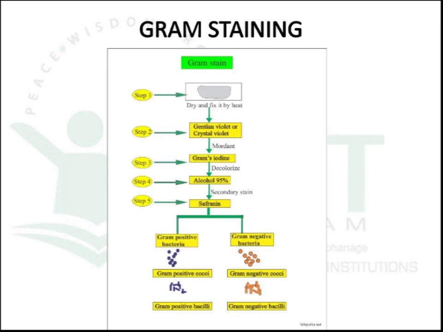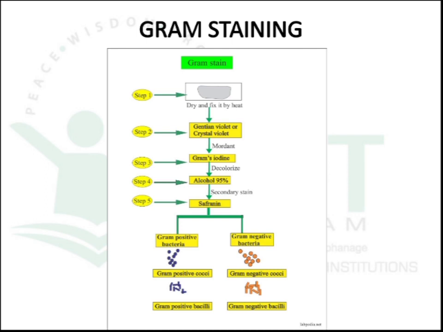So this is the procedure. We have to clean the slide. After that we air dry the slide, and then we prepare a smear of the microorganism on the center of the slide, and then we add the primary stain crystal violet, usually for 1 minute. After washing, we add the mordant Gram iodine. Then after washing again, we add the decolorizing agent, 95% alcohol or ethanol. Then after washing, we add the safranin.